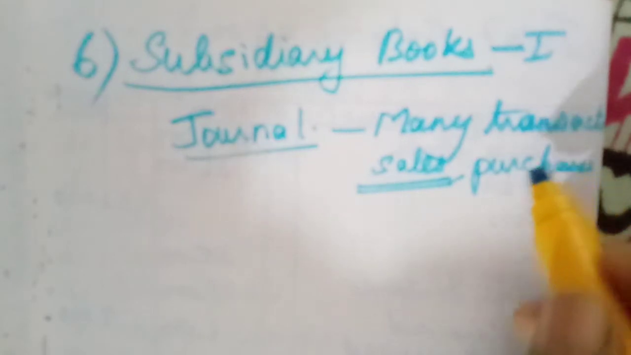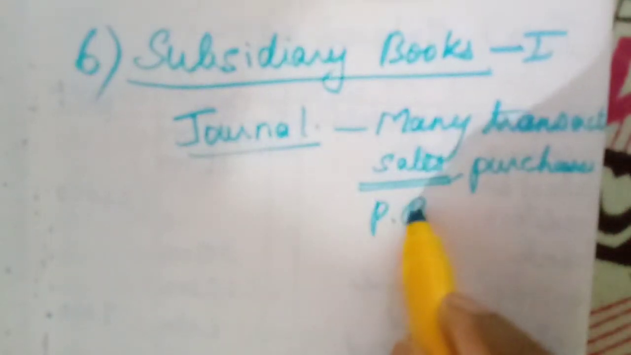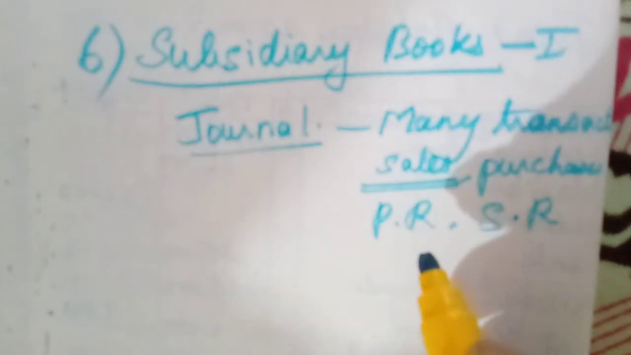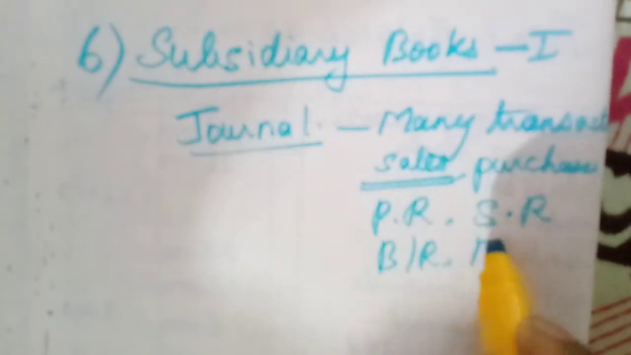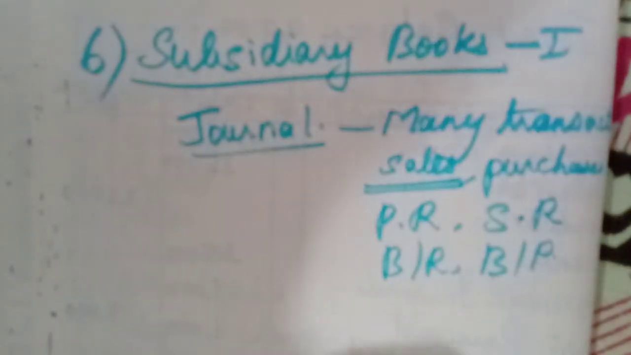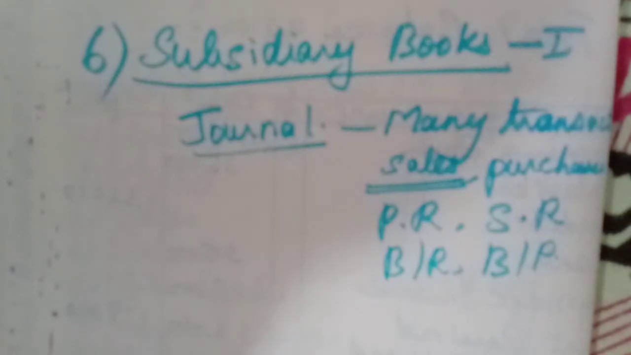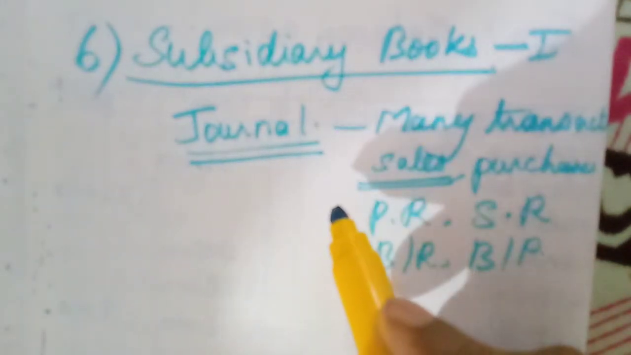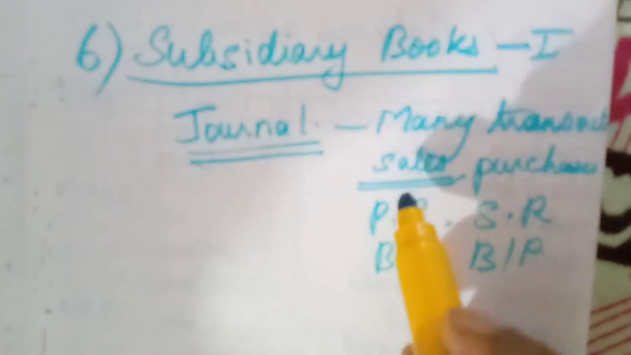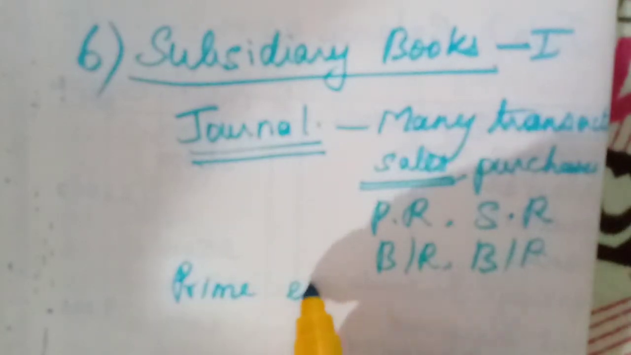this is what will happen more, isn't it? Then purchase returns and sales returns. Okay, these 4. Then any bill of exchange received, so bills receivable, bills payable. All these books are prepared. In order to enter in the journal entries, we are entering in the subsidiary books. They are called subsidiary books. It is also a book of prime entry. Subsidiary books are books of prime entry.